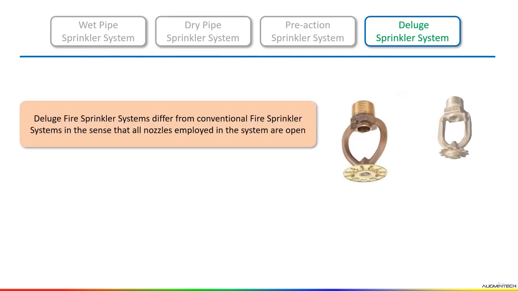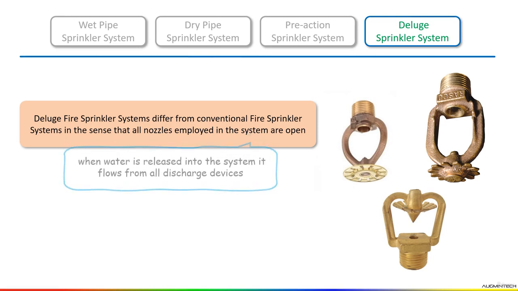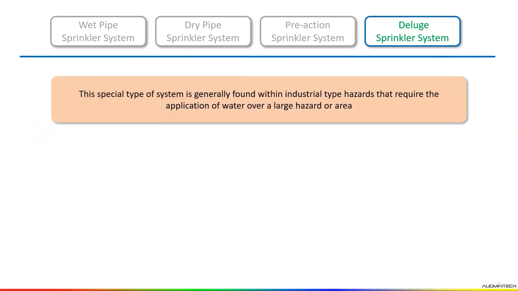So deluge fire sprinkler system differs from conventional fire sprinkler system. Why? In the sense that all nozzles employed in the system are open. When water is released into the system, it flows from all discharge devices. Now, this special type of system is generally found within industrial type hazards that require the application of water over a large hazard or area.